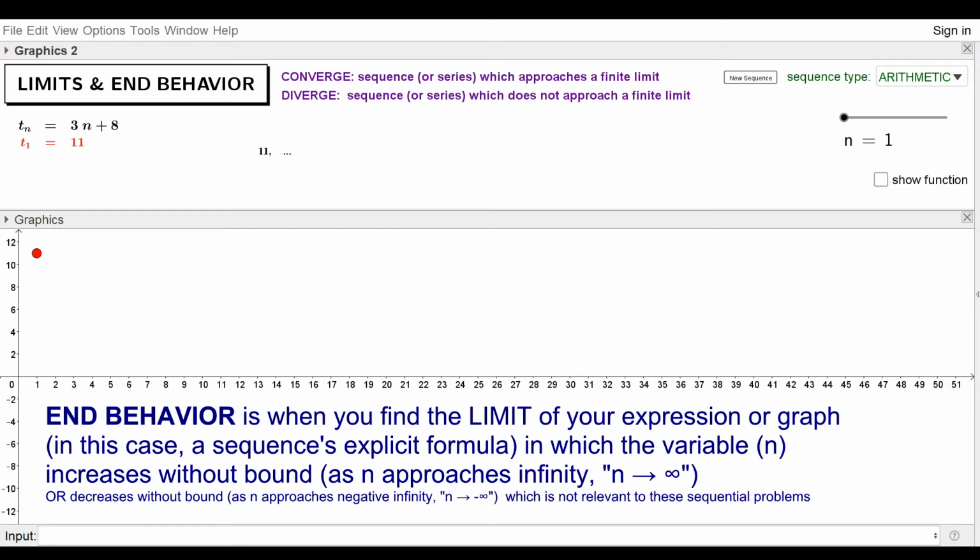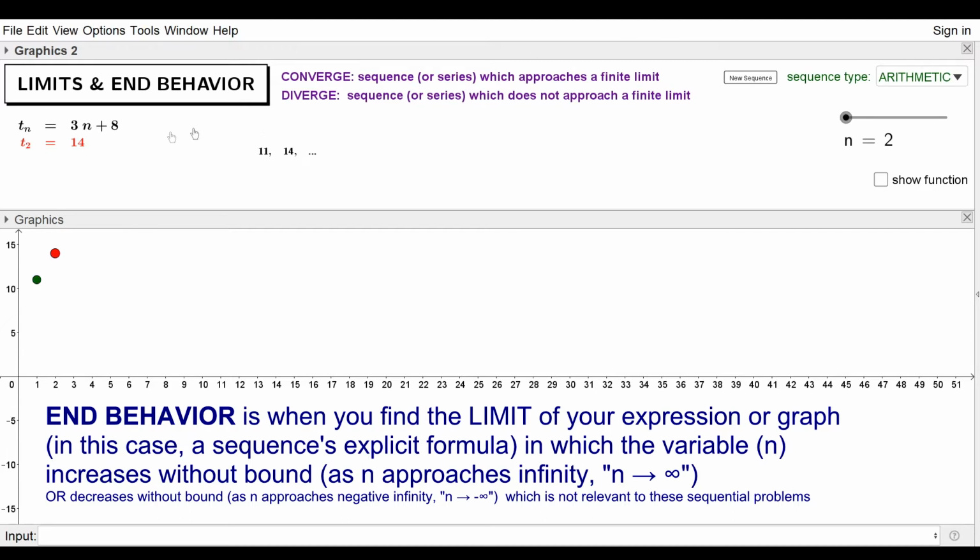What I'm also going to do is provide you a graphical representation of the sequence. So here's my value of n as 1, and here's the height at 11. Now what I'm interested in doing is taking a look at what happens at the second, third, and fourth term. But in actuality, when you're studying the limits, you're looking to see what would happen to these values as n increases without bound. We might even say as n approaches infinity.